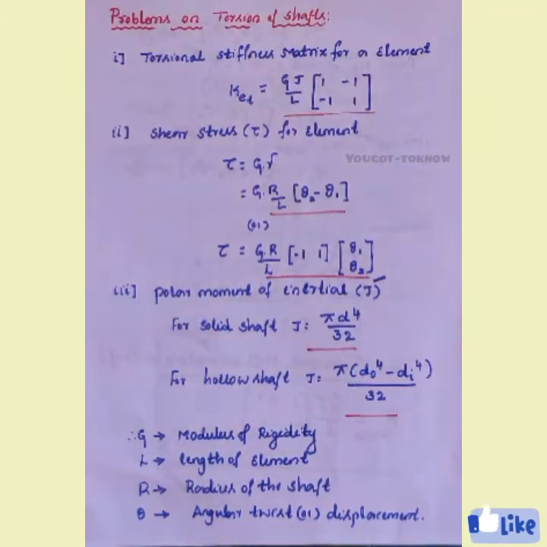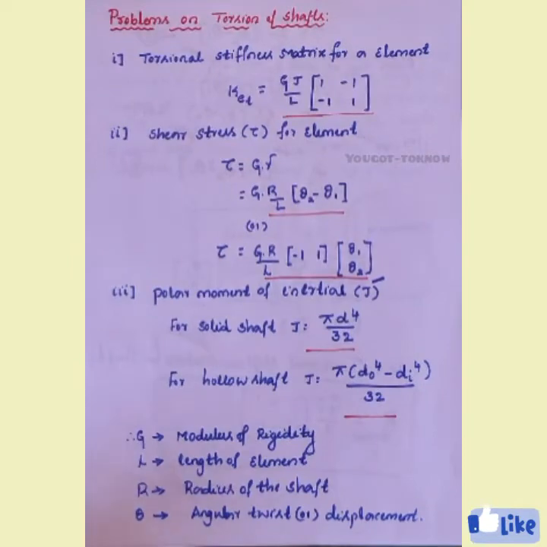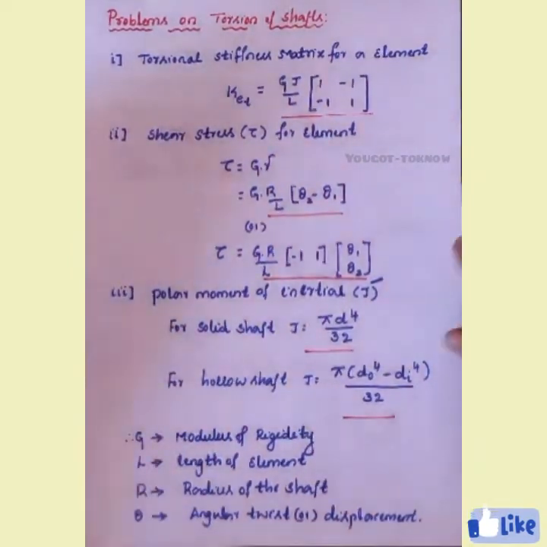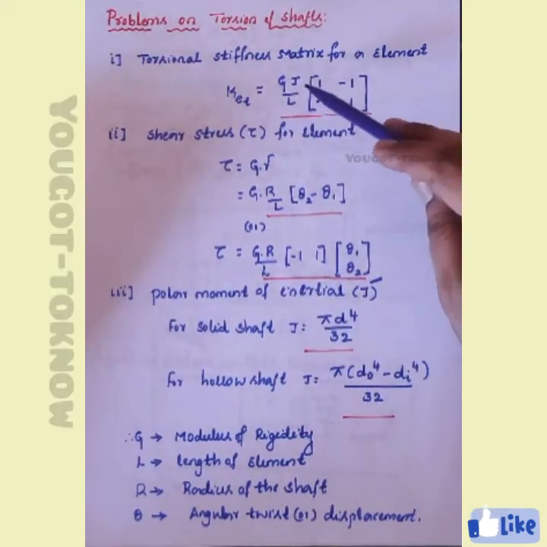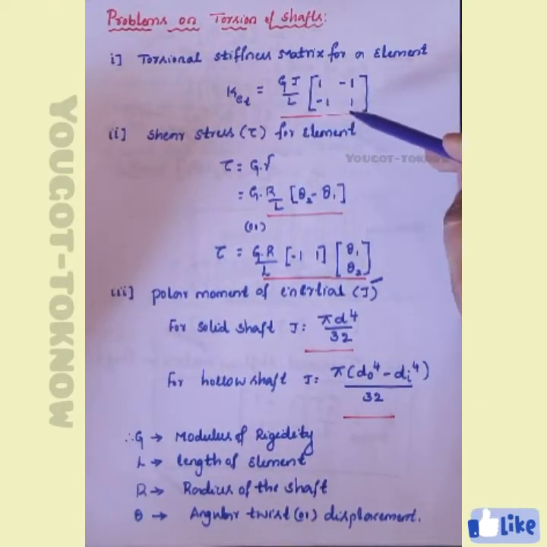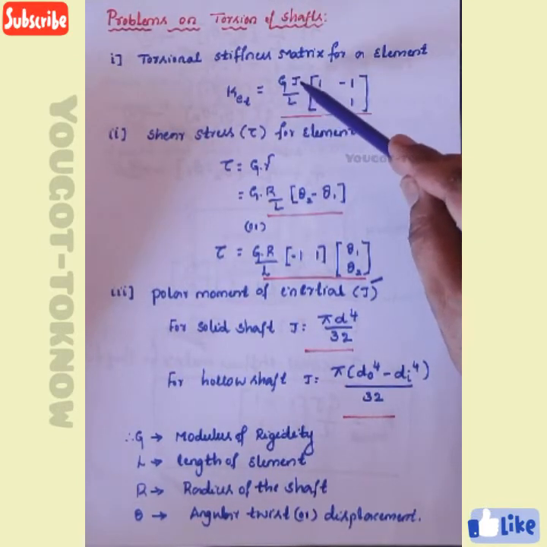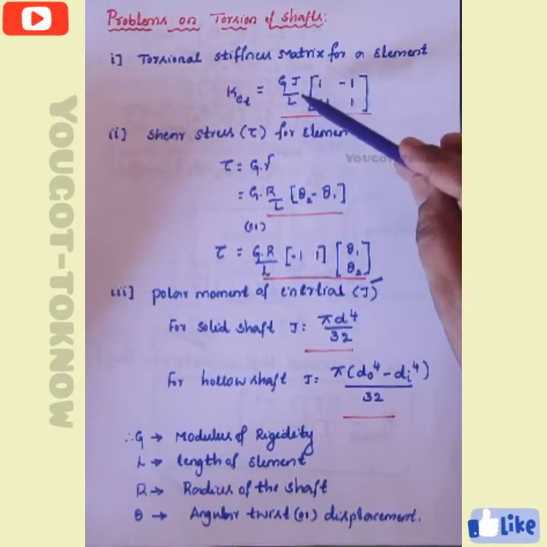Good morning, guys. Today we are going to start problems on torsion of shafts. Yesterday we went through how to derive the torsional stiffness matrix per element. We have already derived Ke = (GJ/L) [1 -1; -1 1]. It is almost similar to the bar element. In the bar you saw AE by L, but now you are seeing GJ by L.